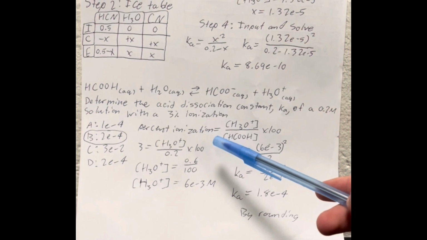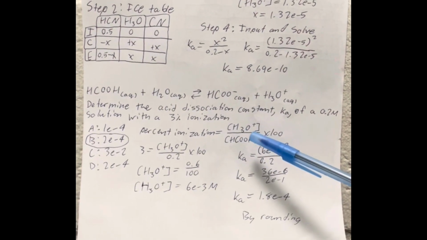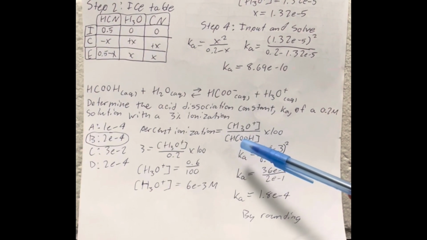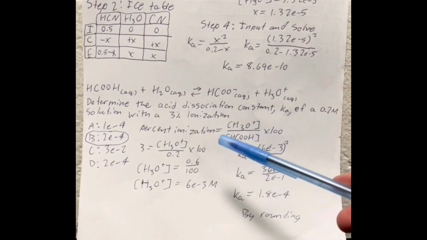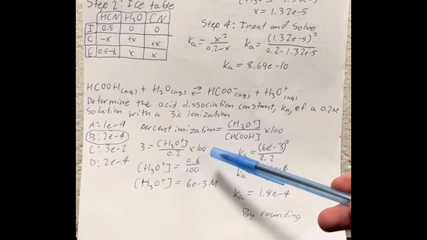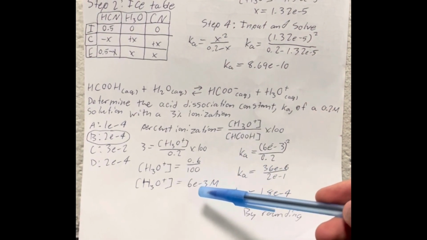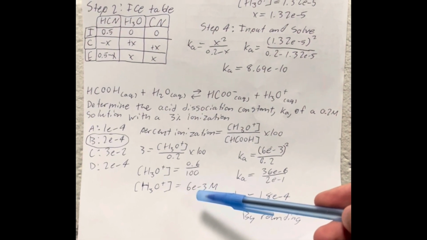The first step for this problem would be to figure out which equation we're going to use, which is percent ionization is equal to the concentration of H3O plus over HCOOH times 100. And once we plug all of our numbers in, we get a concentration of H3O plus equal to 6 e negative 3 molar.